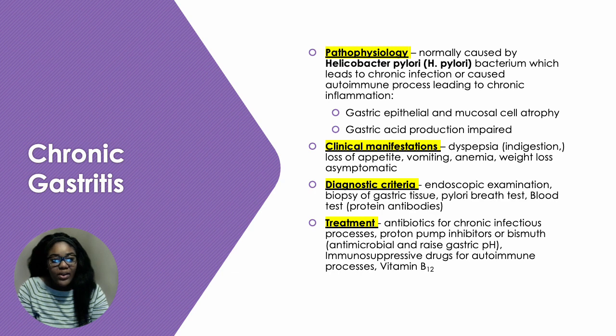So next we are going to talk about chronic gastritis. And again, when we talk about itis, that is the inflammation or infection of the area that it's referencing, gastric. So this is in the stomach.